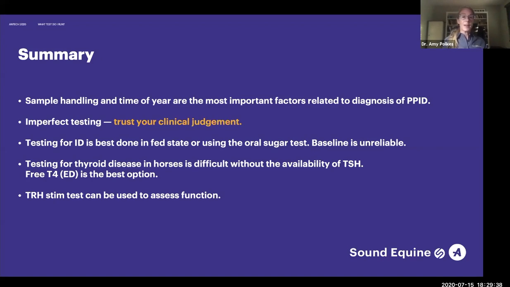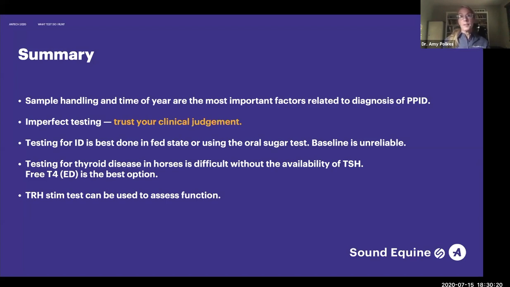Other times we think that maybe it's not just the ACTH, there could be other things that are being elevated that we're not looking for, other tests that we're not actually looking for in those particular horses. So I do say trust your clinical judgment. If you have a horse that has chronic laminitis and long guard hairs, or they have muscle loss along the top line, et cetera, and you just can't get them to be positive on the tests that you're doing, sometimes I will go ahead and treat and see if they respond to treatment. Testing for insulin dysregulation really is best in a fed state or using the oral sugar test.